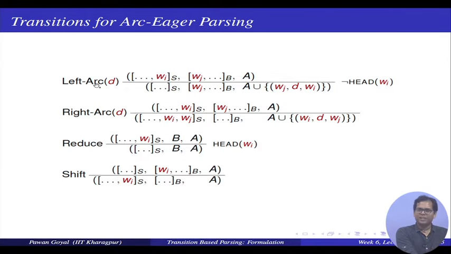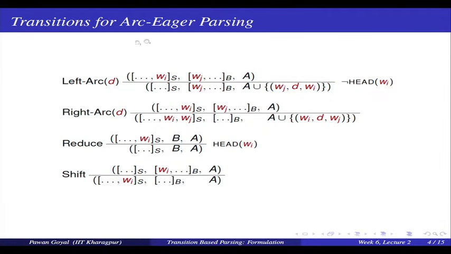Now, for each transition like left arc, you will have the configuration that is the input, the one with which you are starting, and the configuration that you will end up with. If you apply left arc, what configuration will you arrive at? And finally, on the right, there is a condition, the condition under which you can apply this transition. This is just a necessary condition. You need to have the condition satisfied to be able to apply this transition.